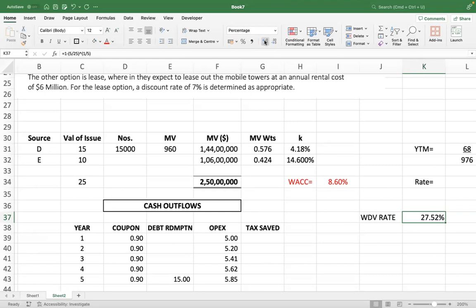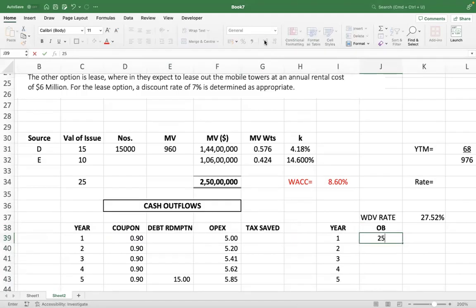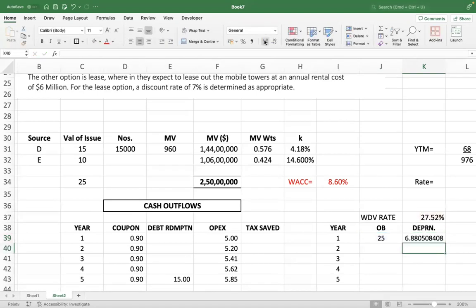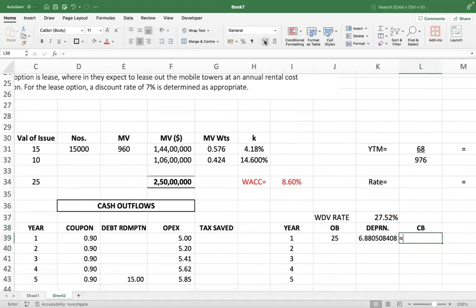और जब आप इसका डेप्रिसिएशन शेड्यूल बनाओगे तो 5th ईयर के एंड पे अगर $5 million आया, इसका मतलब दिस इज राइट. Why 5 million? Because the salvage value we have seen is 5 million. So I am going to take the depreciation for these. So the opening balance is 25 million. The depreciation is what? 25 million into 27.52%. And the closing balance would be this minus this.